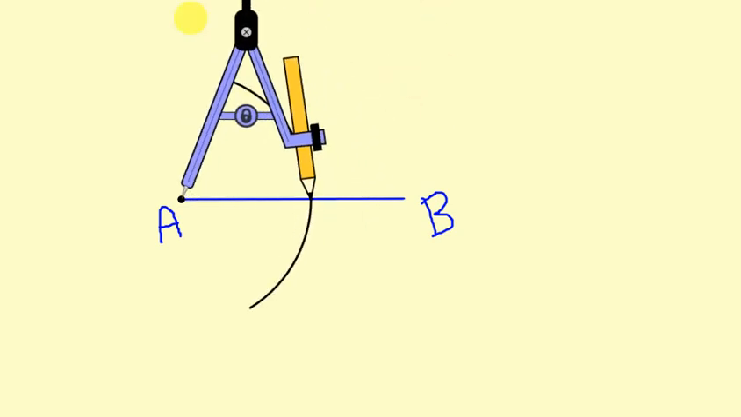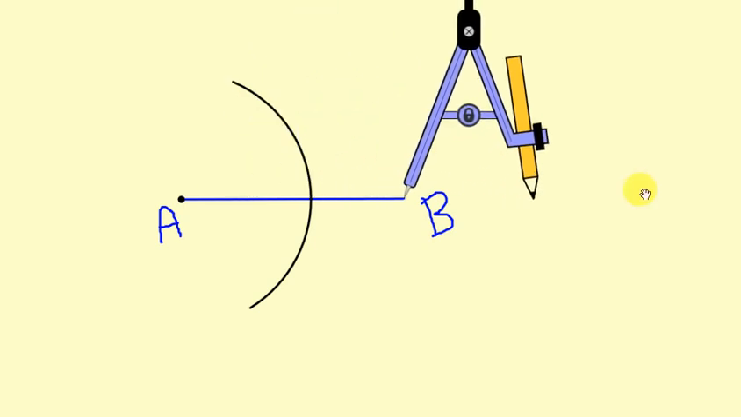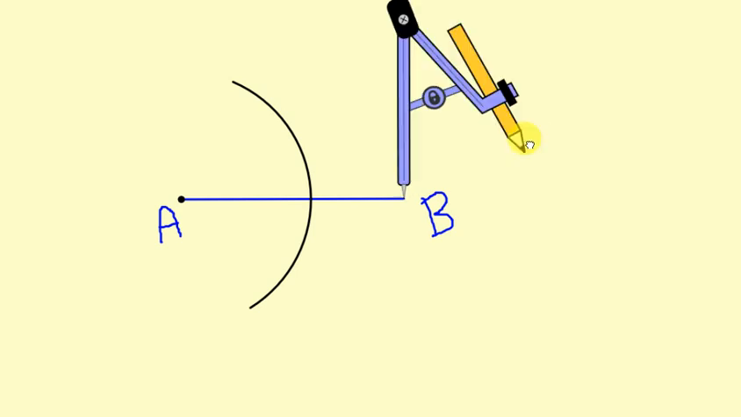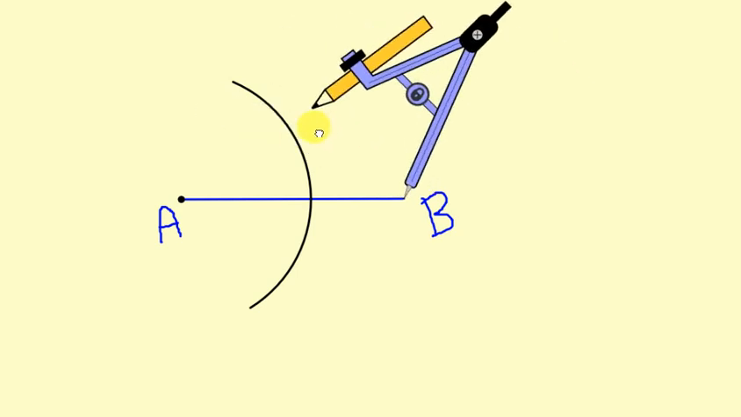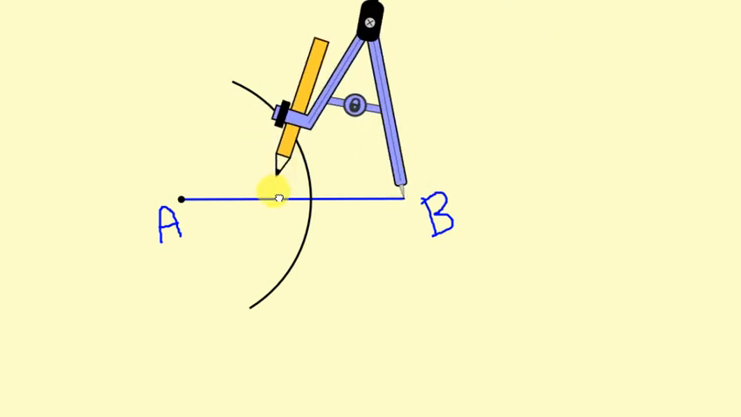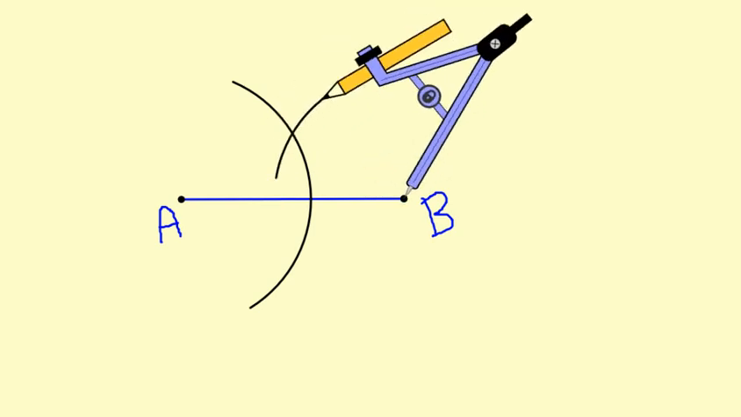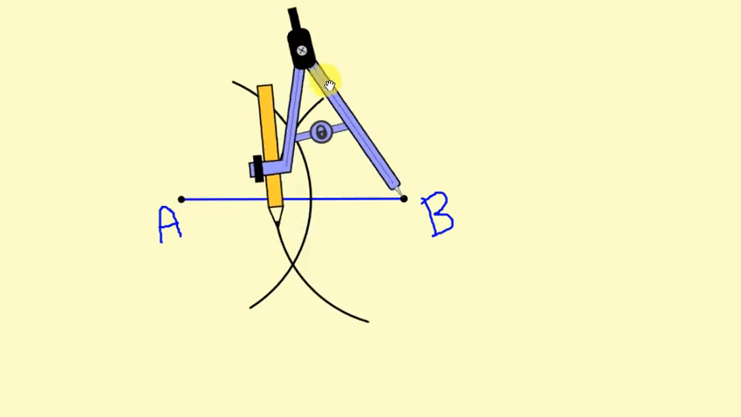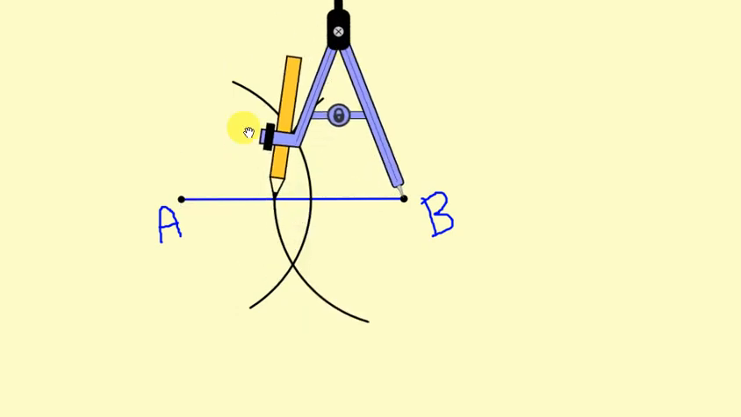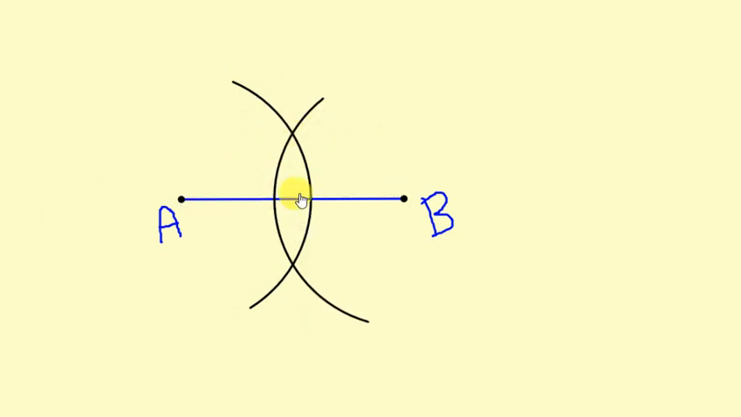And we do the same by putting the compass at the point B. We do the same as we did on the point A, at the same length of compass, and we draw a semicircle, and as we see we have two intersection points. If we join these two intersection points, we get the perpendicular bisector of AB.